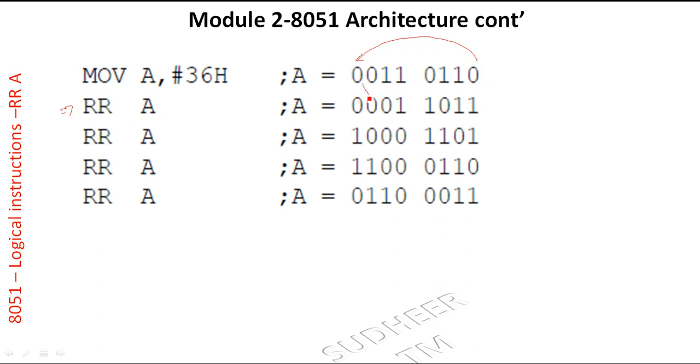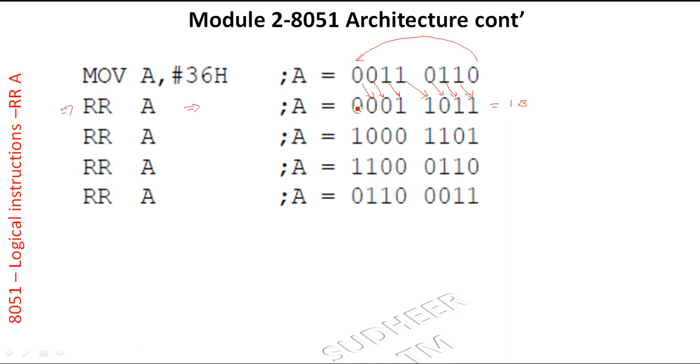This 0 will shift here. This 0 shifts to here. This 1 shifts to here. This 1 will go here. 0 shifts here. 1 will shift here. This 1 will shift here. So the content, the latest updated content after the first instruction, RR A, is 0 0 1 1 0 1 1. This corresponds to 1. This corresponds to 8, then 10, 11, 1B.